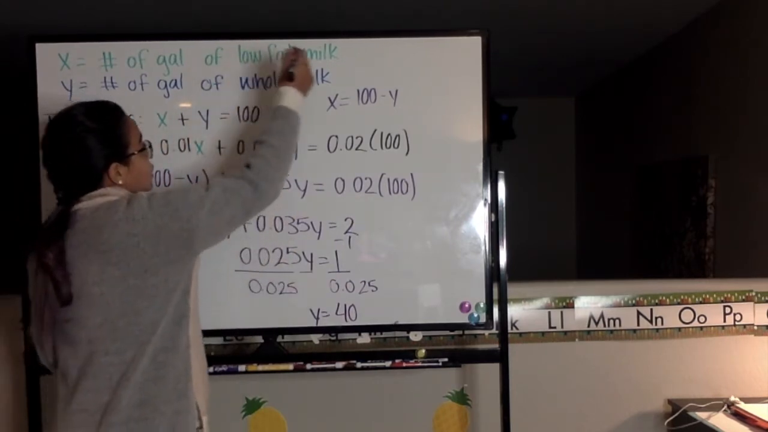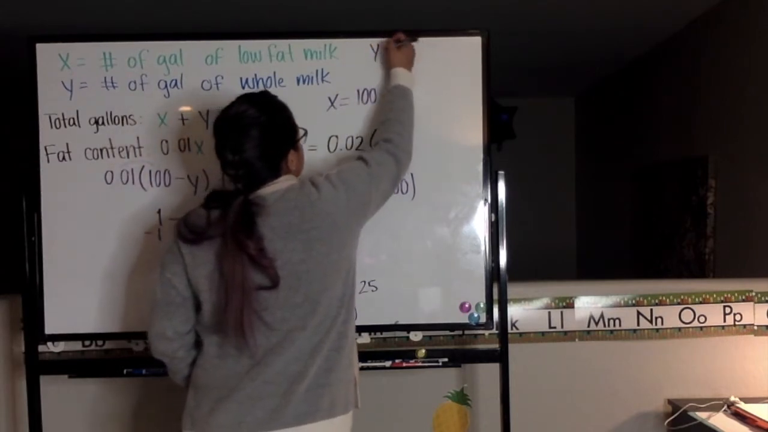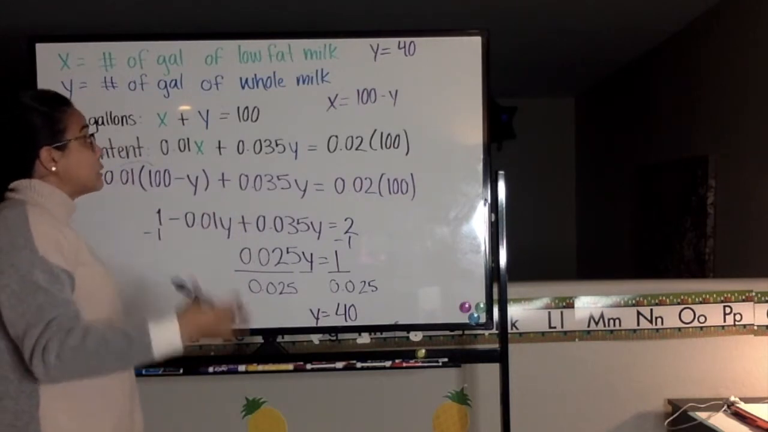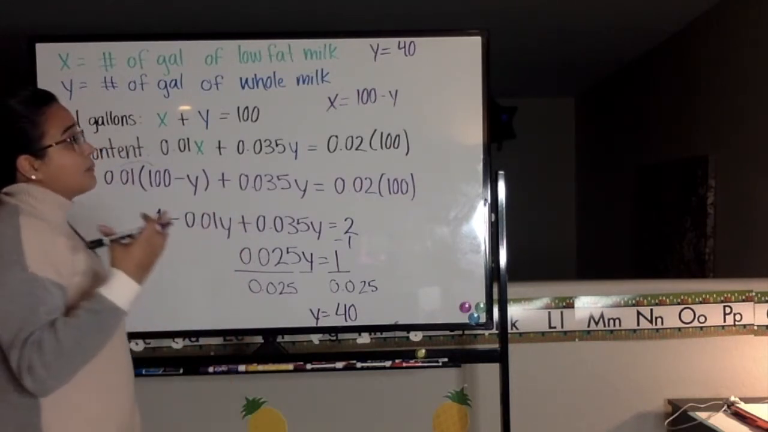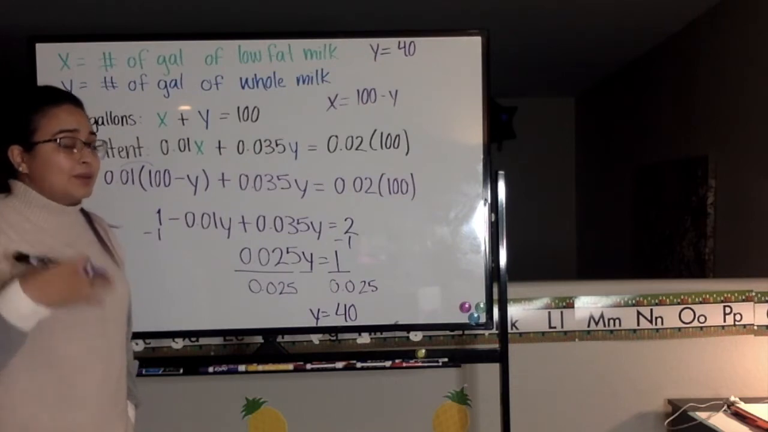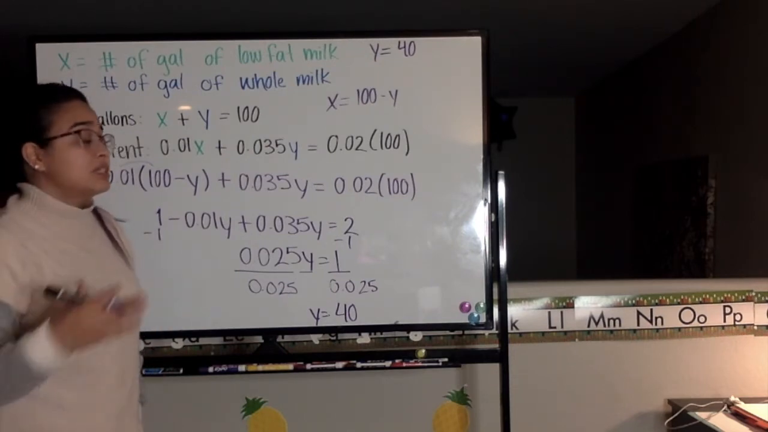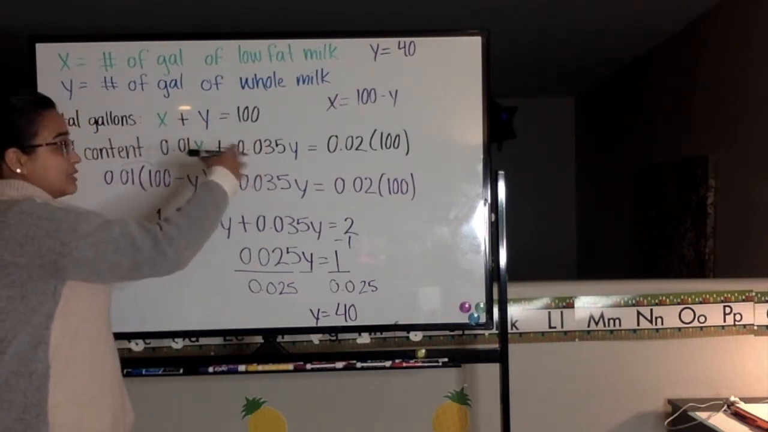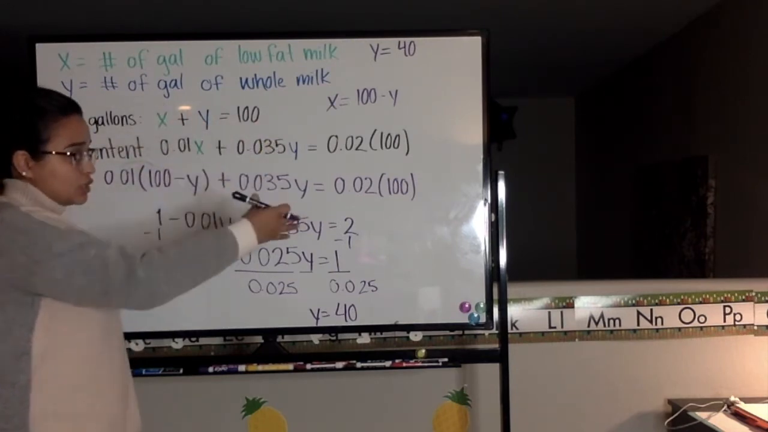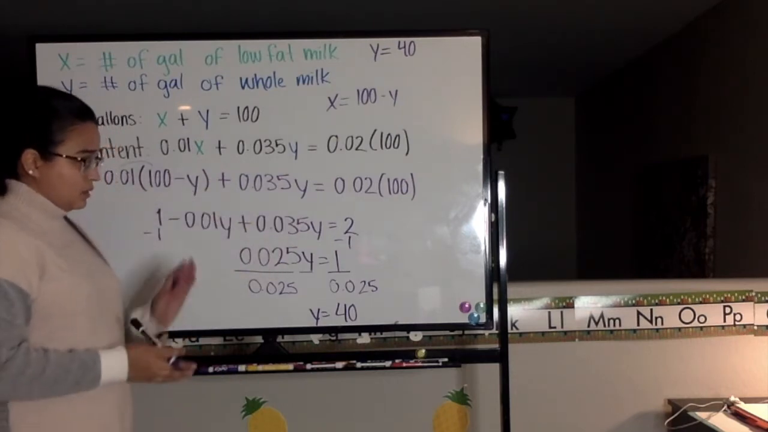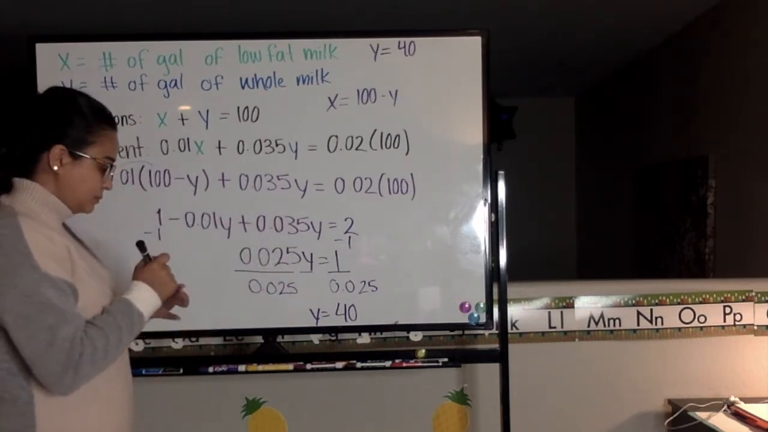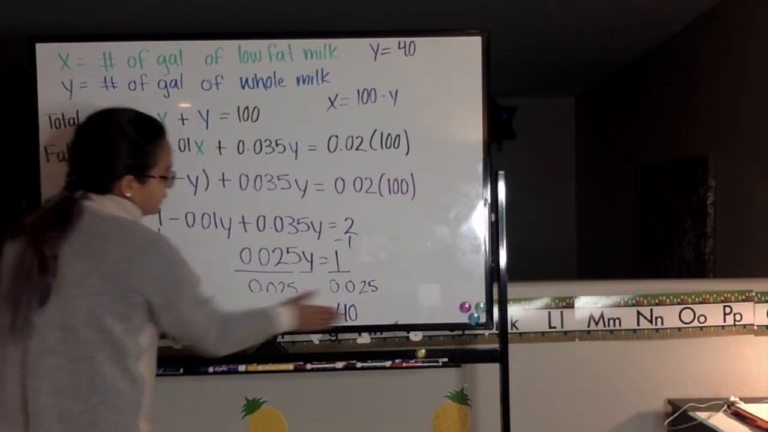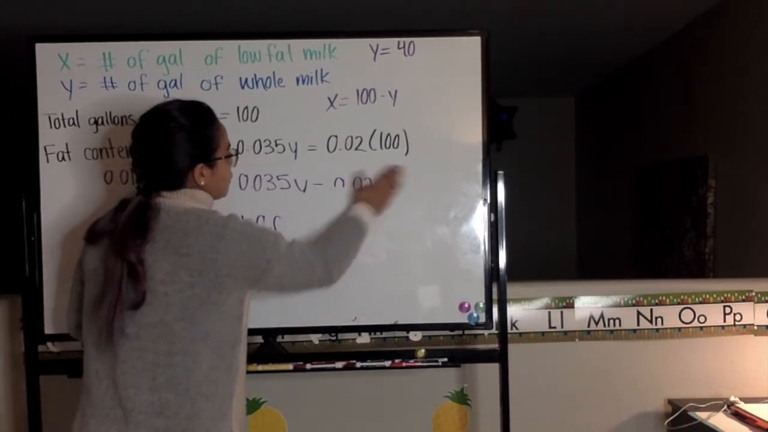So let's write that up here. So what did Y represent? It is the number of gallons of whole milk, the number of whole milk gallons that we need to mix in to be able to get 100 gallons of 2% milk. Now that we worked all that out and we know the value for Y, we're going to go ahead and solve for X now.